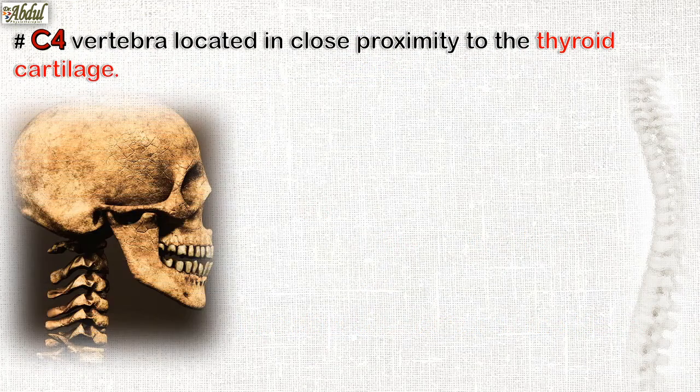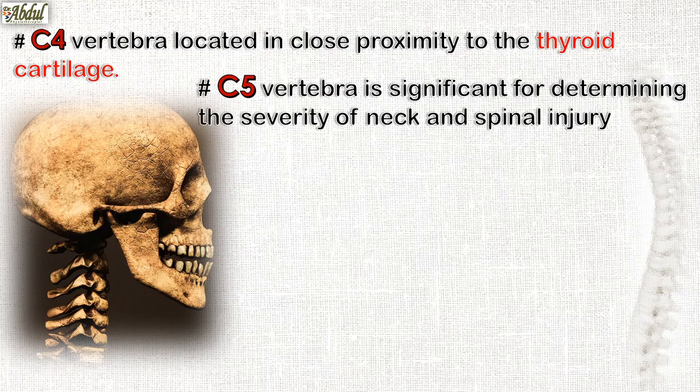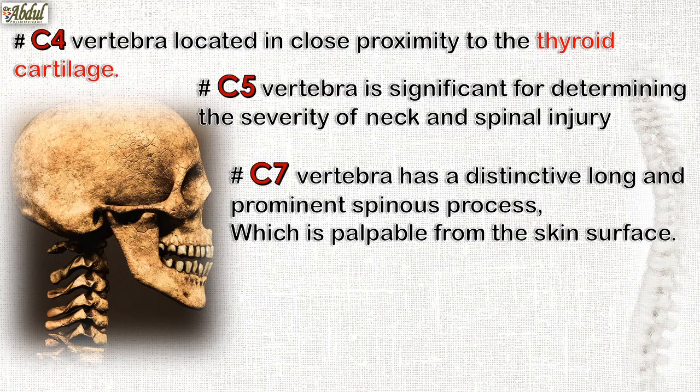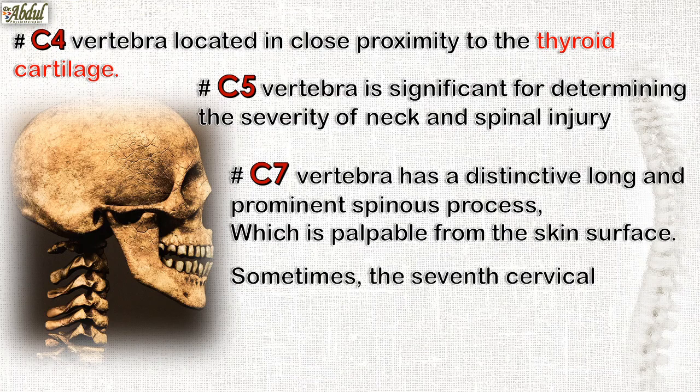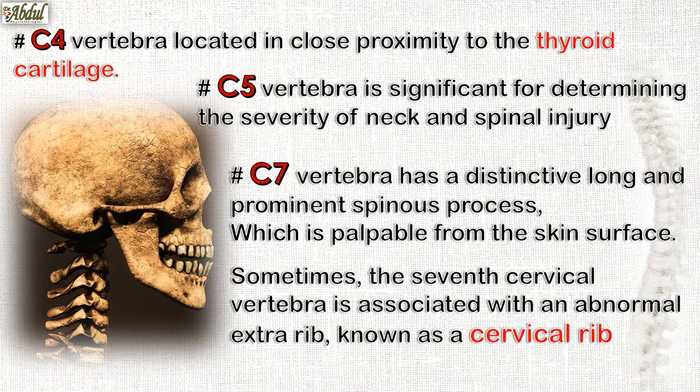The C4 vertebra is located in close proximity to the thyroid cartilage. The C5 vertebra is significant for determining the severity of neck and spinal injury. The C7 vertebra has a distinctive long and prominent spinous process, which is palpable from the skin surface too. Sometimes the 7th cervical vertebra, C7, is associated with an abnormal extra rib known as a cervical rib.